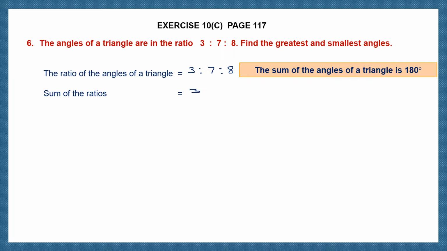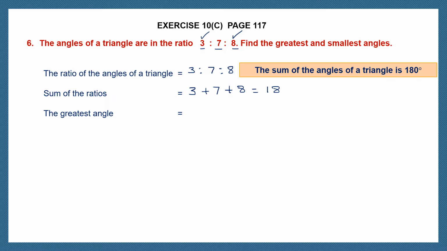So 3 plus 7 plus 8 is how much? 3 plus 7 is 10. 10 plus 8 is 18. That is the sum of the ratios. Now, the greatest angle. Here in the ratios, can you see 3, 7 and 8? The greatest number there is 8, so we're going to take that as the greatest angle. And the smallest number is 3 and that will be the smallest angle.